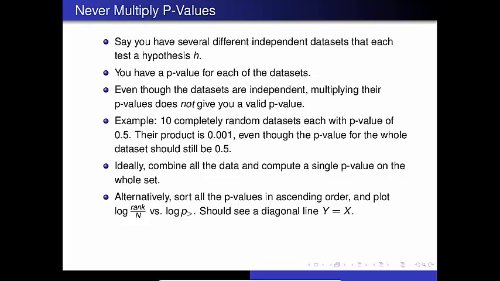As we first said, simply multiplying p-values, regardless of whether the original observations were actually independent of each other, is not a valid way to get a p-value for that total set of observations. The best way to do it is actually to combine all of the observations into a single metric and then derive a p-value for that single metric.